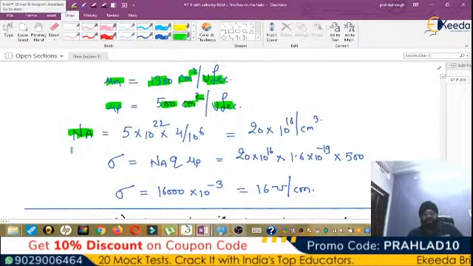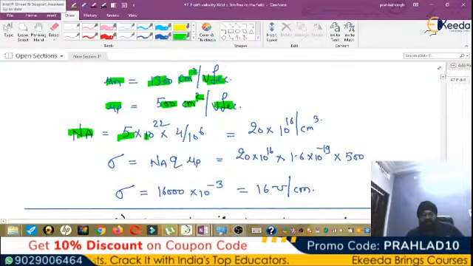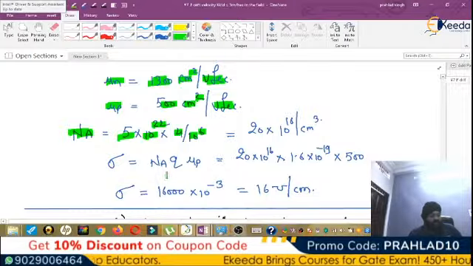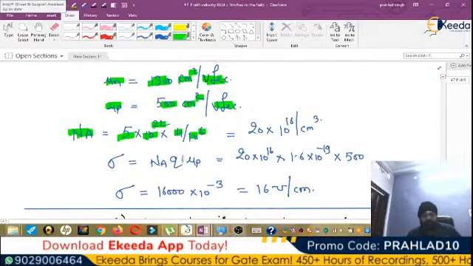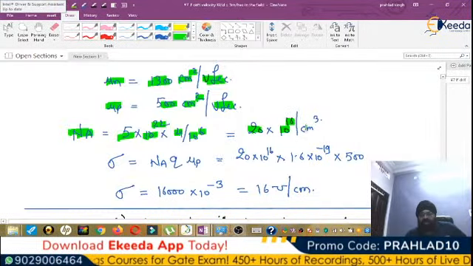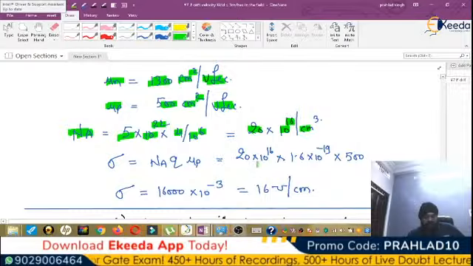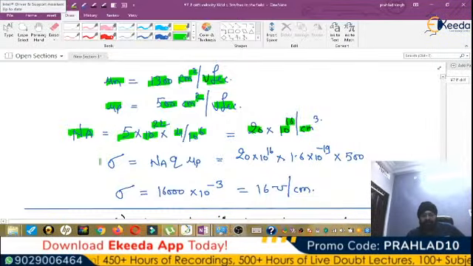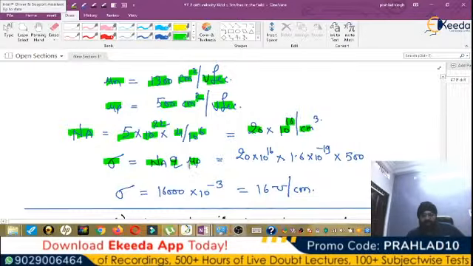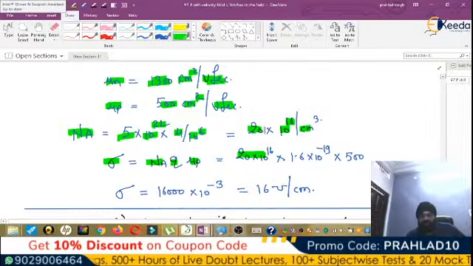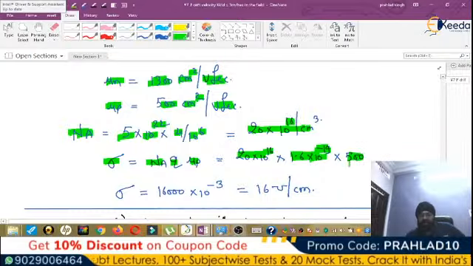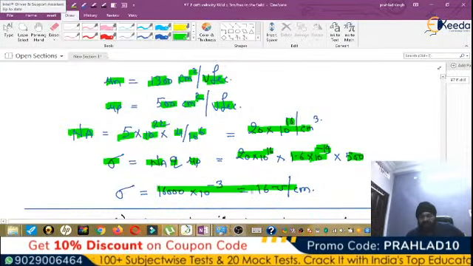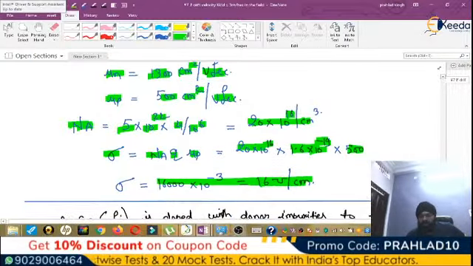So Na, the acceptor ion concentration, is 5 into 10 to the power 22 and 4 in 10 to the power 6. This is the given doping concentration. So this answer is 20 into 10 to the power 16 per centimeter cube. So sigma is Na q mu p, right? The value of Na is 20 into 10 to the power 16, q is 1.6 into 10 to the power minus 19, and mu p is 500. So we will calculate the value of sigma. It is 16 mho per centimeter.